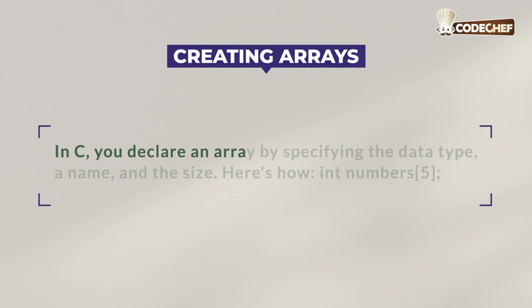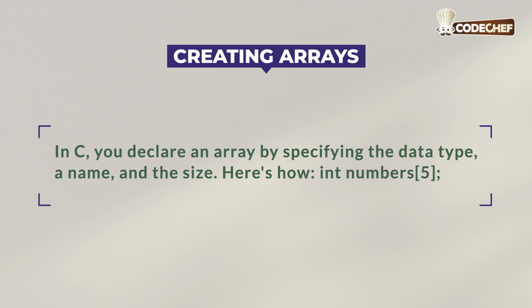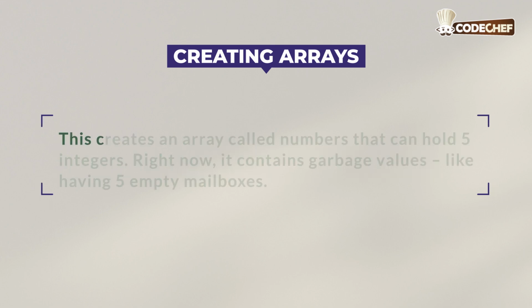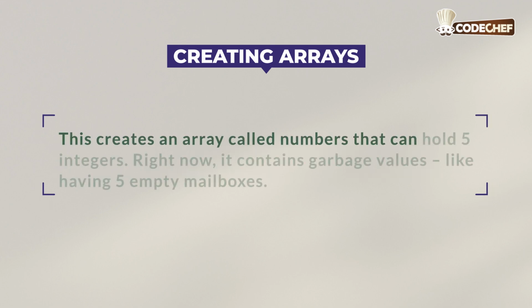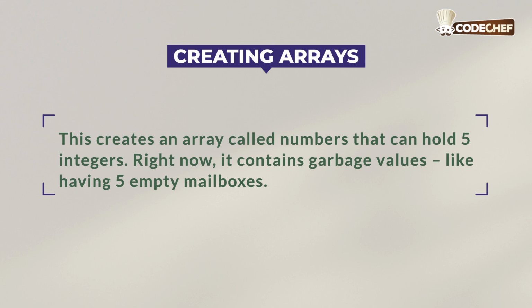Creating arrays. In C, you declare an array by specifying the data type, a name and its size. Here's how. For example, int numbers[5]. This creates an array called numbers that can hold 5 integers. Right now, it contains garbage values, like having 5 empty mailboxes.